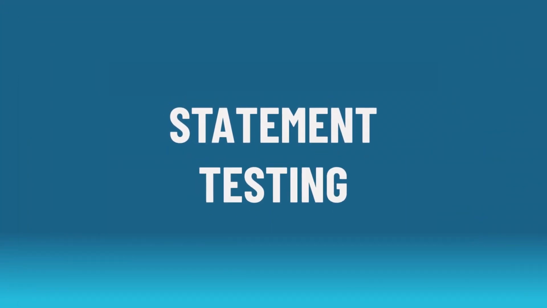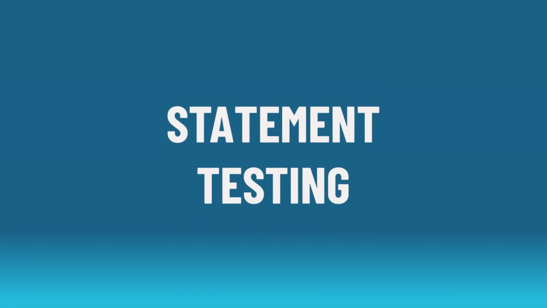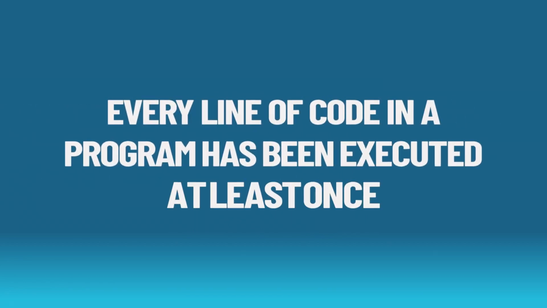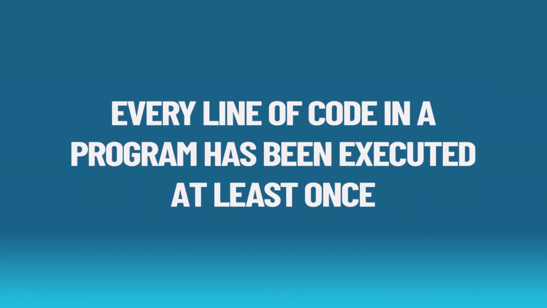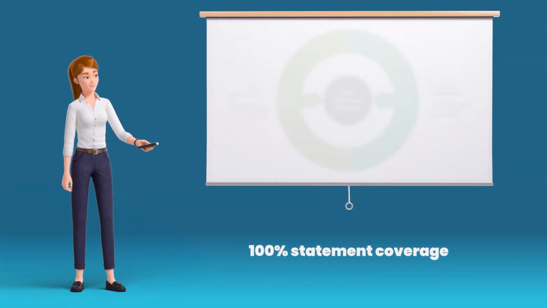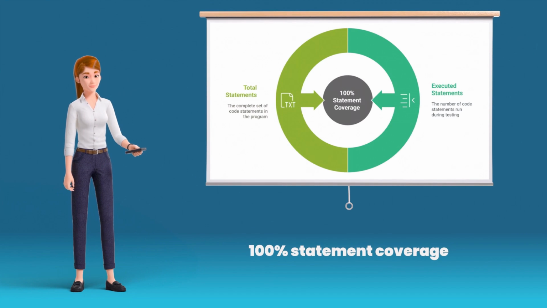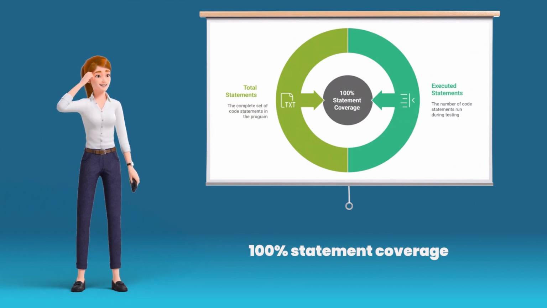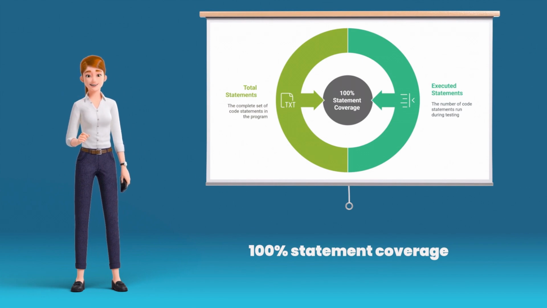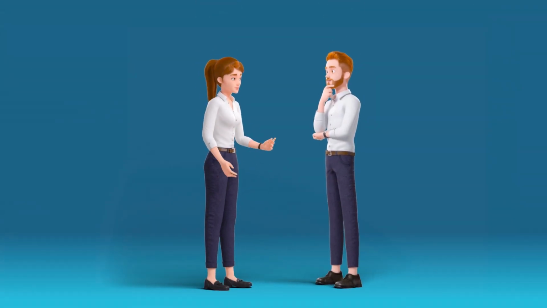Let's start with statement testing. In statement testing, our goal is to execute as many statements in the code as possible. We measure coverage by the number of executed statements divided by the total number of statements in the program. Achieving 100% statement coverage means that all statements in the code have been executed at least once.